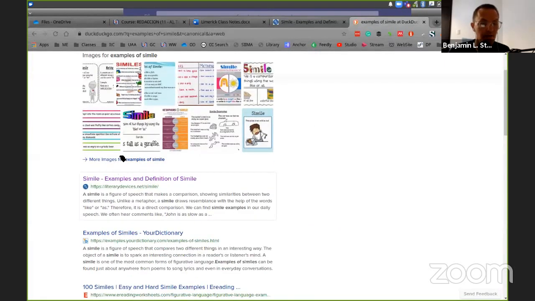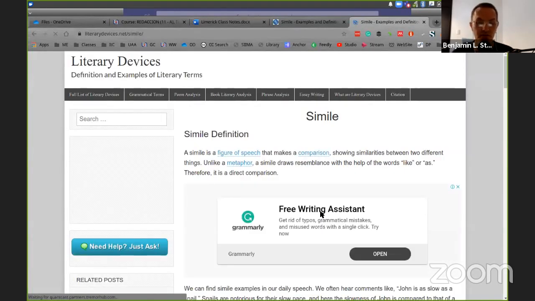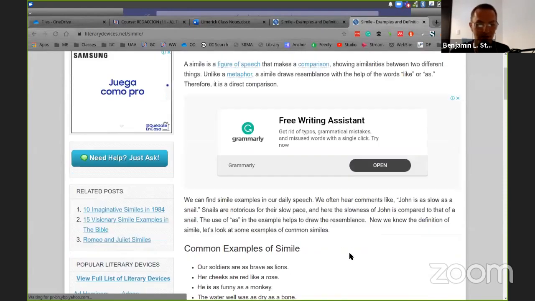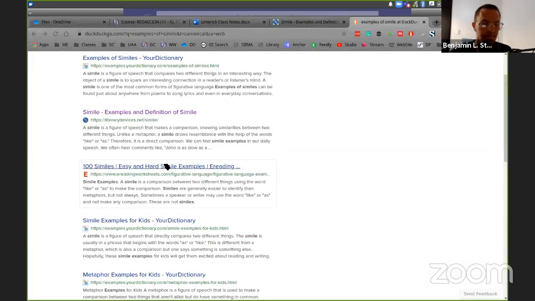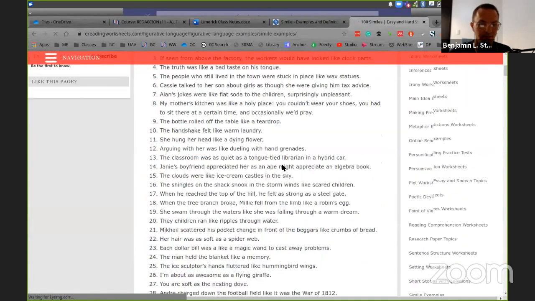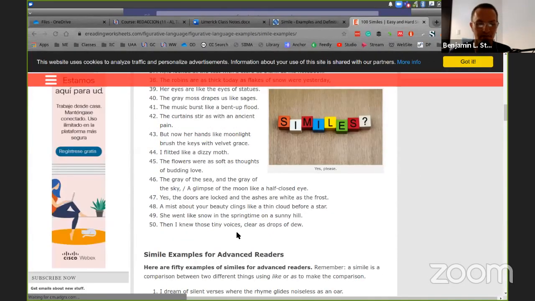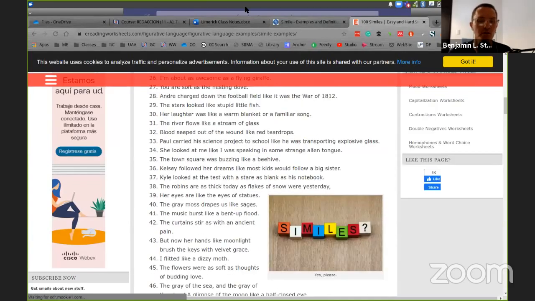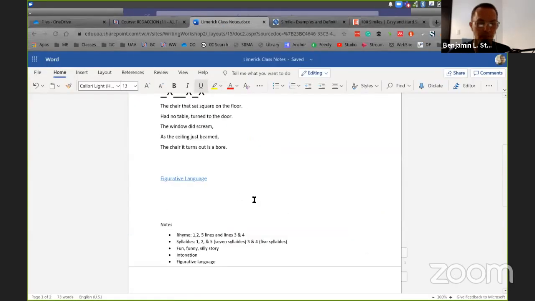But as I was saying earlier, you can go in and easily find examples to most, if not all, of these examples of figurative language. In fact, this goes back to the same page that we were just at, but we can go to a different page. 100 similes. Okay, so here's a lot right here. You could just go through this list and see which one catches your eye, depending on what it is you want to say. All right, so let's go back to this.